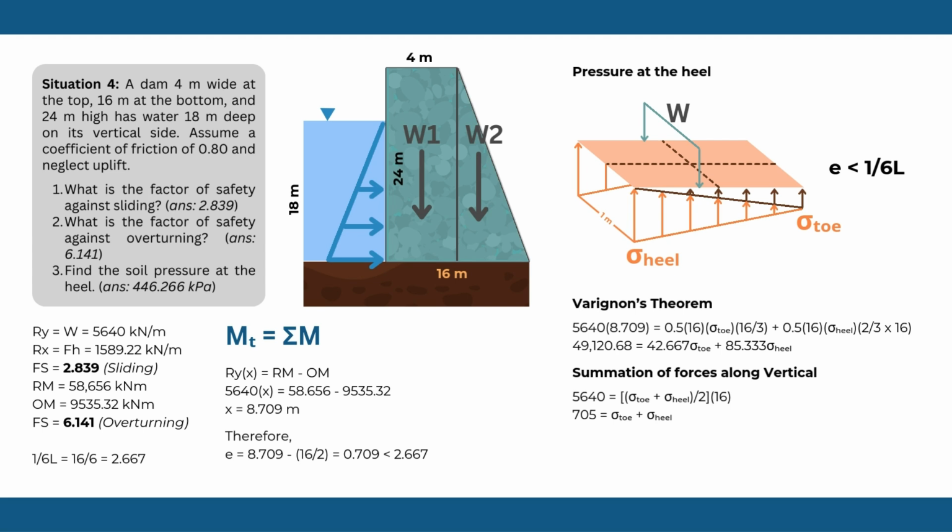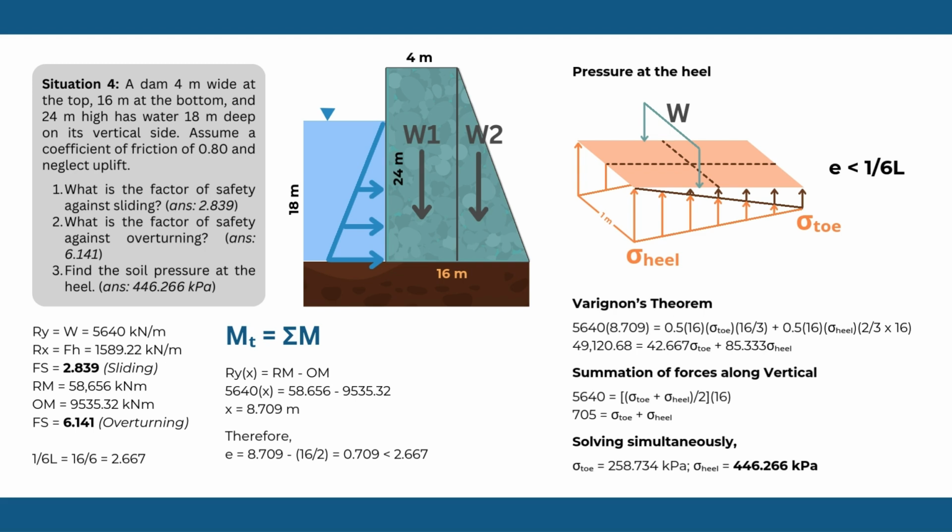Since meron na tayong dalawang equation, solve simultaneously na lang natin to sa ating scientific calculators and we'll get a value of toe pressure equal to 258.734 kilopascals. And yung heel pressure na hinahanap natin is equal to a value of 446.266 kilopascals. So kung papansinin nyo, medyo time-consuming tong ganitong method kasi need pa muna mag-derive ng formulas tapos solve simultaneously.